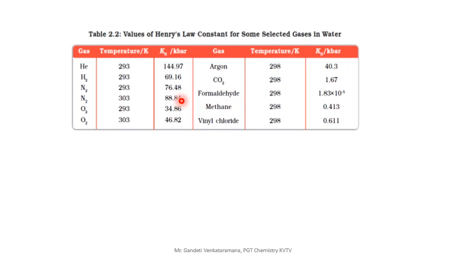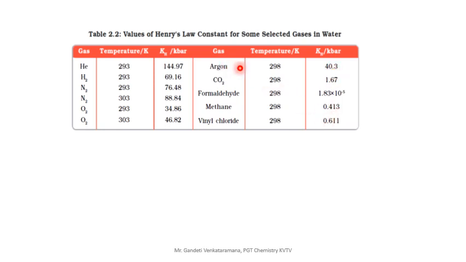This is one case. Similarly for oxygen, temperature increased from 293 to 303. Again, Henry's law constant also increases, solubility decreases. Come here, this table. Here temperature is fixed, temperature is constant, but Kh value changes. Henry's law constant value varies.